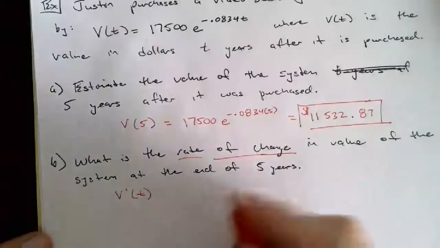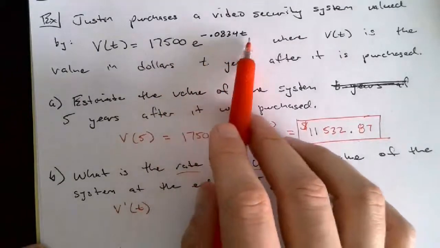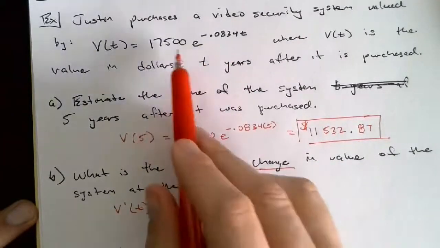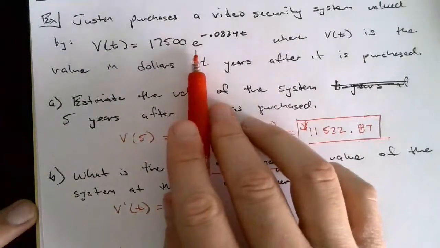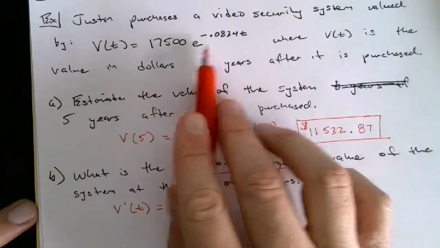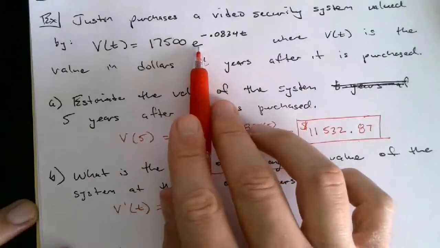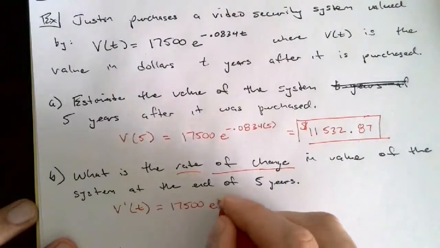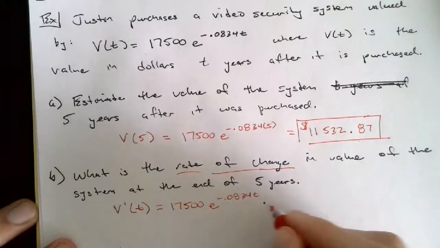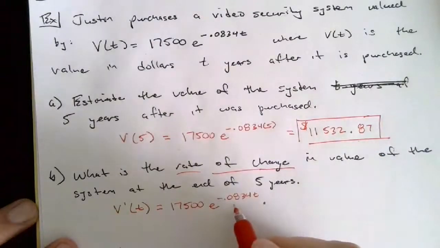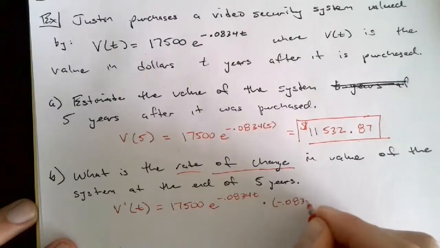So v prime of t, well, the original function, up here, 17,500 e to the negative 0.0834 t, how do you take the derivative of this? Well, the constant in front will stay a constant in front, 17,500. And then for derivatives of e, remember, when you have e to a power that's a function, use the chain rule. You keep what you see, because e to the x is just e to the x. So the derivative of the outside is e to the negative 0.0834 t, times the derivative of the exponent. The derivative of negative 0.0834t is just negative 0.0834.